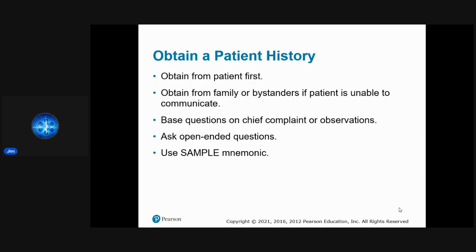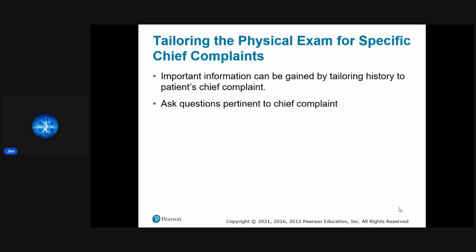We're going to try to obtain a history from the patient first. If for some reason we can't communicate or the patient's unable to communicate to us, we'll go to family and bystanders next. We're going to base our questions on our chief complaint and observations. We'll use those open-ended questions, give the patient time to explain, and we'll use the SAMPLE mnemonic. And if you don't remember what the SAMPLE is, go back and review chapter 14. It goes into detail what the SAMPLE history is.